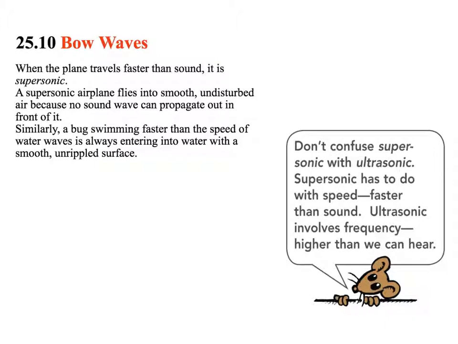A supersonic plane flies into smooth, undisturbed air because no sound wave can propagate out in front of it. Similarly, a bug swimming faster than the speed of water waves is always entering water with a smooth, unrippled surface.